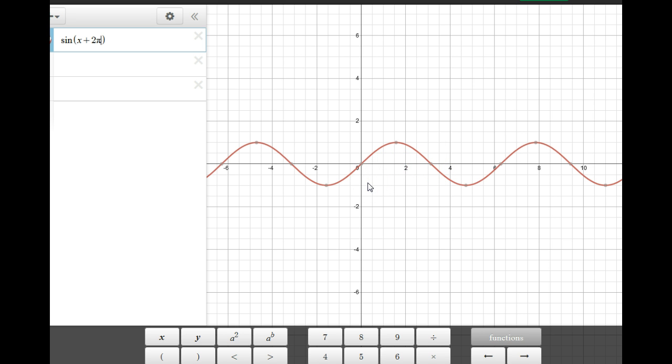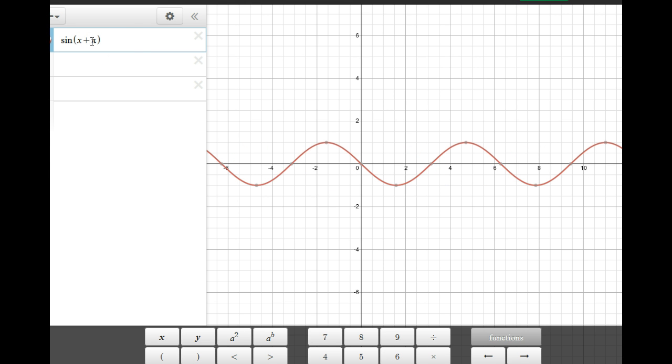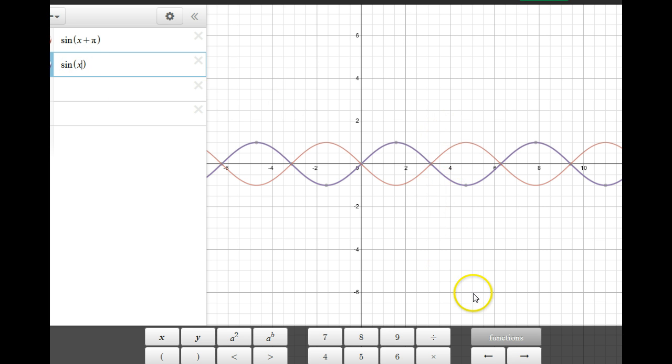So sine of x plus 2 pi actually looks the same, doesn't it? That's really interesting. What if we just do pi? I should probably just put the original graph too so we can see. Huh. It looks like it flipped it, but it didn't actually flip it. So sine x, the purple, is the original graph. But this pi seems to take this graph and move it to the right or to the left.